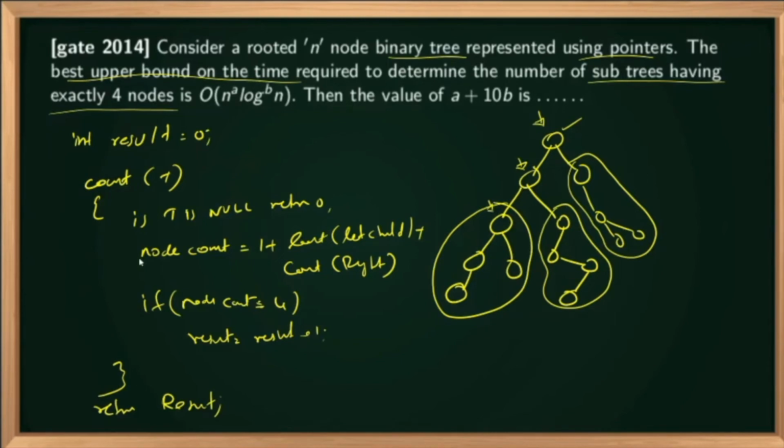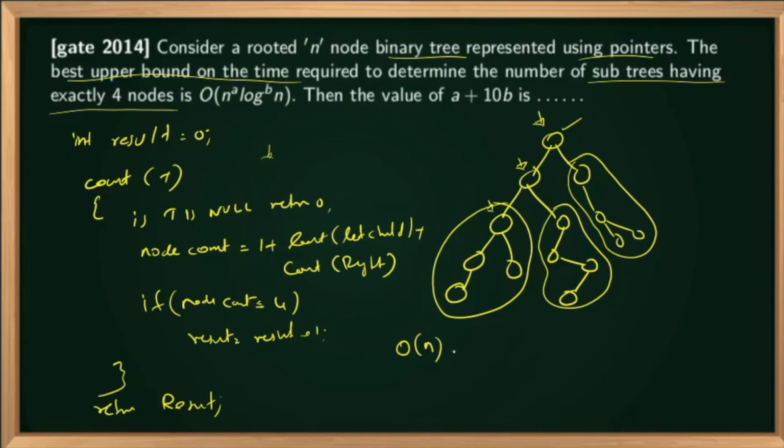Is this clear? Basically, I'm just counting the number of nodes in the left subtree plus right subtree, and checking if the value is 4, then incrementing the result. Actually, you are visiting every node 3 times. All the 3 algorithms are mostly like that. So this is going to take order of n time.